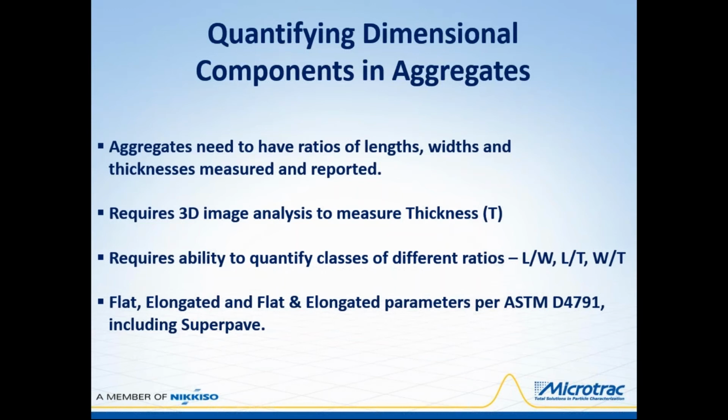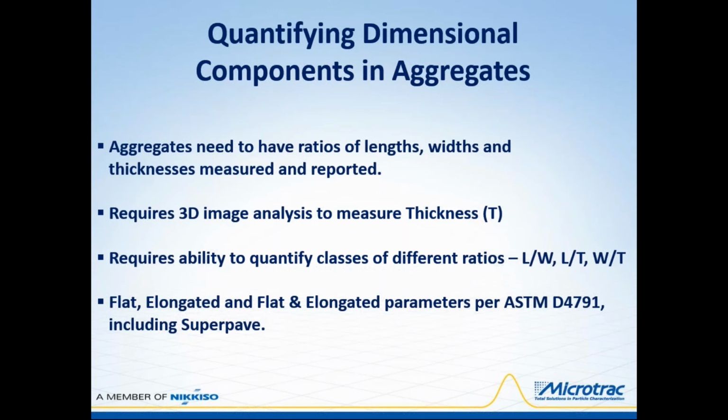In our second example, stone aggregates used in construction of highways, runways, and dams need to have ratios of lengths, widths, and thicknesses measured and reported. This requires both 3D image analysis to get the third major dimension, thickness, and the ability to quantify different classes and components for their various ratio limits. Ratios like length over width, length over thickness, and width over thickness.